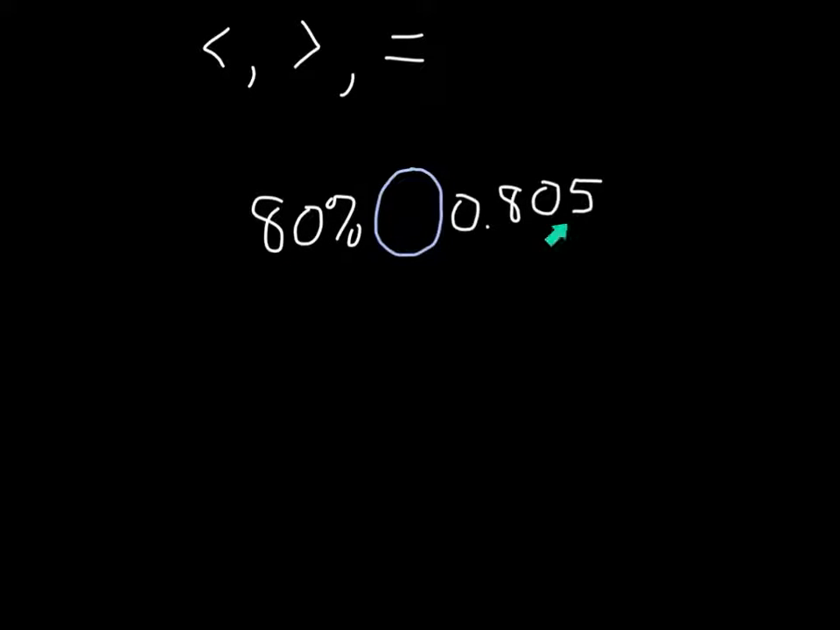80% and 805 thousandths, and I want to find out which is larger. Okay, so one way that I could do that is I could change this decimal to a percent. That'd be one way to solve it. I could change this percent to a decimal. That would be another way. Okay, I might do a two-step approach. I might say, okay, 80%. I remember that percent means per 100. So I know that looks like this, 80 per 100, or 80 out of 100, 80 100ths.